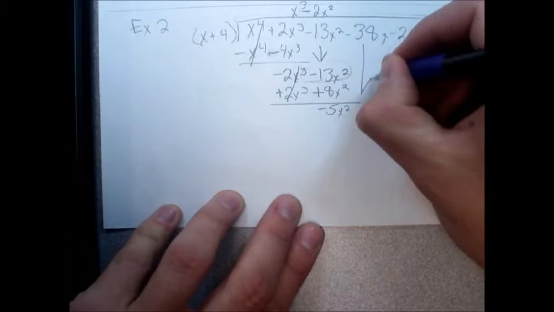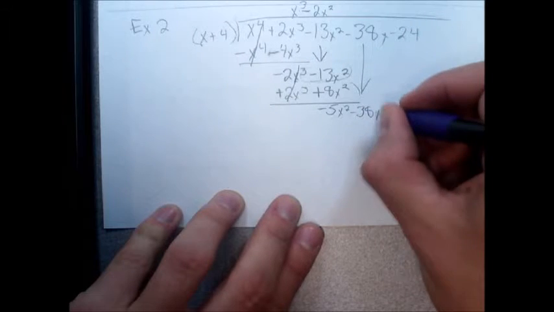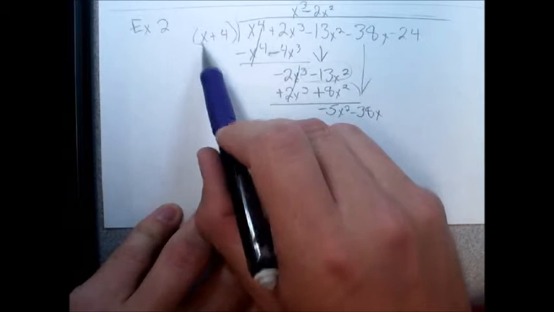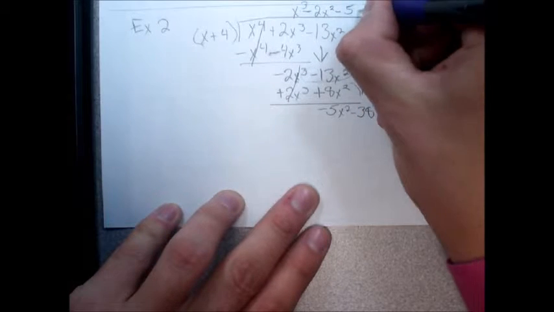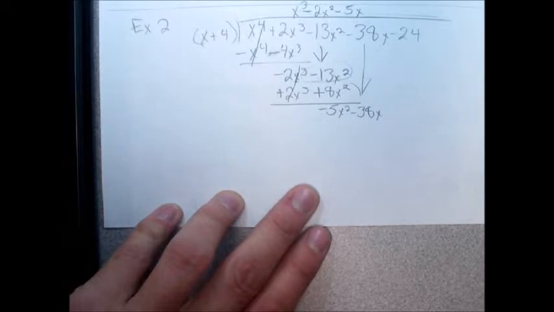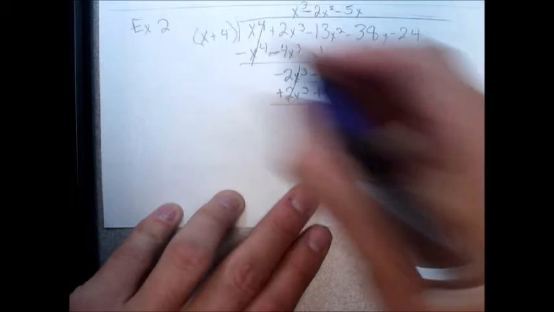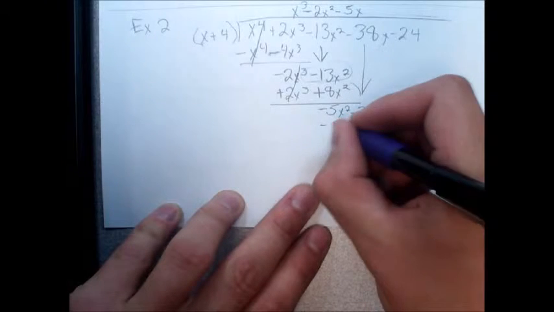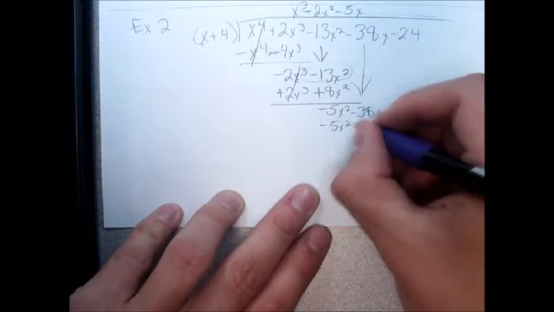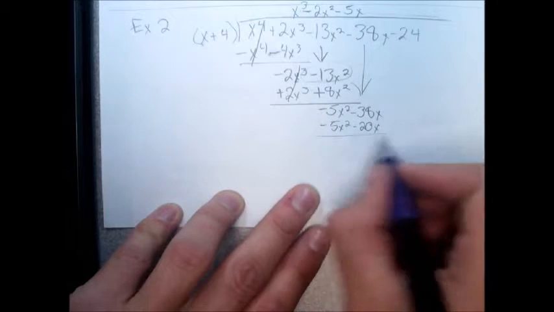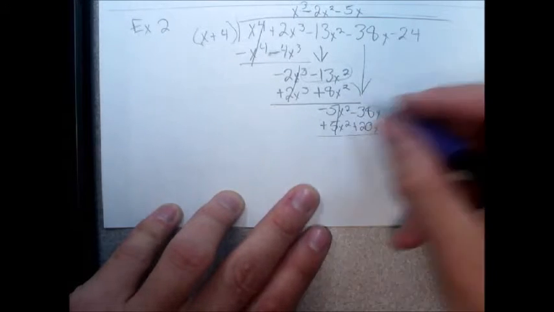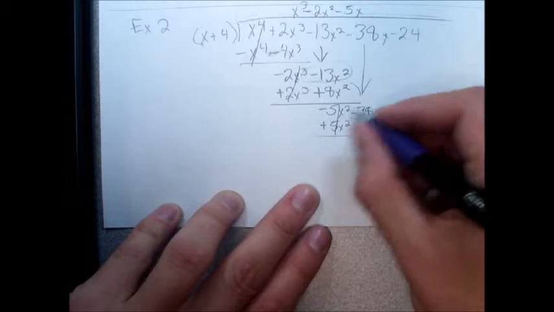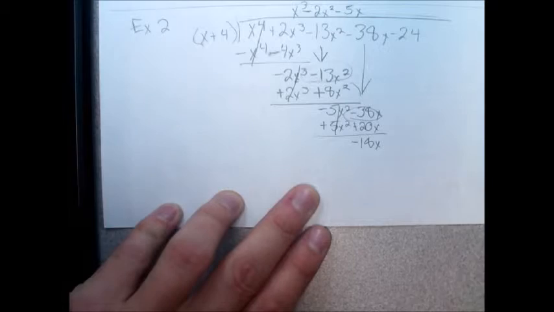Then I drop down my next one, negative 38x. And I ask myself, how do I change this x to match this one? I multiply it by a negative 5 and x to the just regular, right? And then I multiply it back through. So I have a negative 5x times x, which is negative 5x squared, negative 5x times 4, which is negative 20x, and then I have to subtract it. So these both turn into pluses. Those cancel out. We have a negative and a positive, so different sign difference. The difference is 18. Negative 38 is further away from 0, so it's negative 18x.